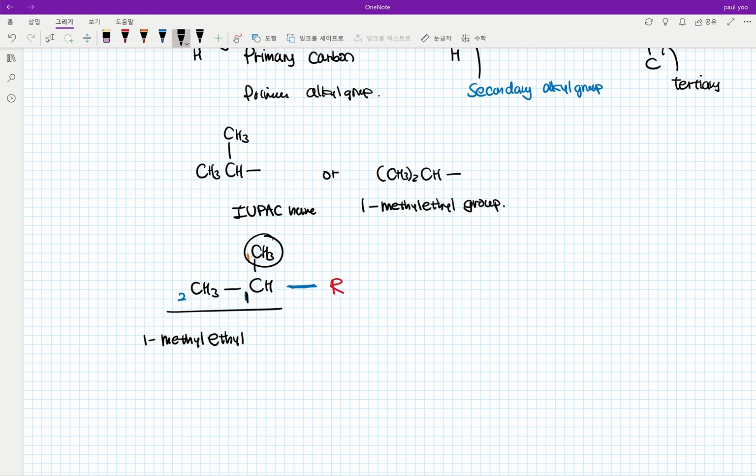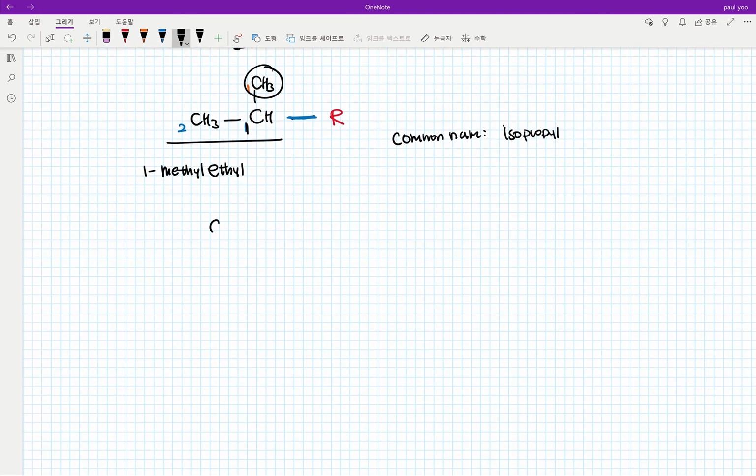And it has a very useful common name of isopropyl, because it has the iso and 3 carbons attached to it. CH3, CH2, CH2, CH2 group will be the butyl group.